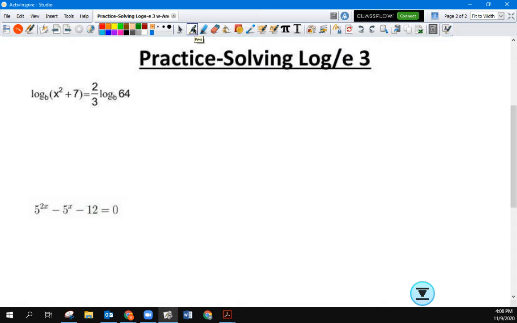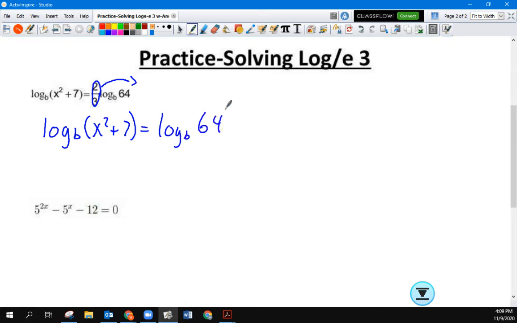I can see that I have a log on both sides, and they both have the same base. So we could use the one-to-one property to drop the logs, except we have this 2/3 sitting out front. So the first thing we have to do is condense it a little bit so that it actually will fit a one-to-one form. Here we get log base b of 64 to the 2/3 power. So we use the power property to move it to the power.